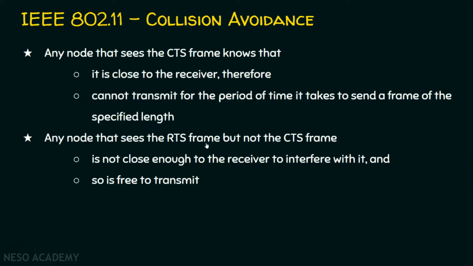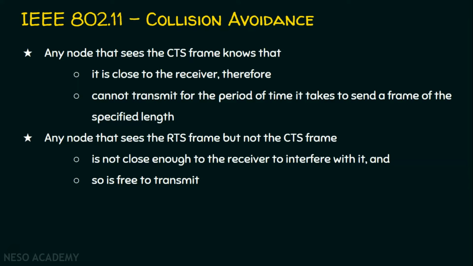It is close to the sender but not the CTS frame, so it is not close enough to the receiver to interfere with, and so they are free to transmit to that node. What if a node sees both RTS and CTS? That's not at all a problem, because if a node can see both RTS and CTS, they are in the coverage range of a sender and the receiver, and they will definitely be aware of the transmission that is going to happen between the node which has sent the RTS and the node which has replied with the CTS.